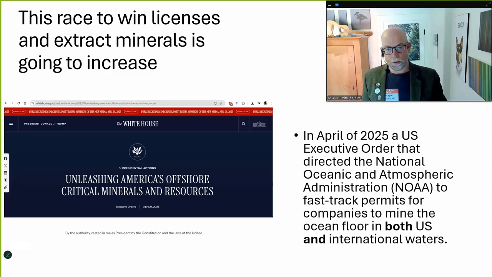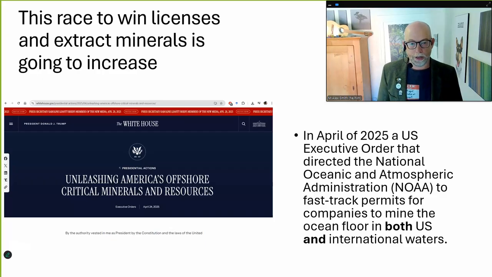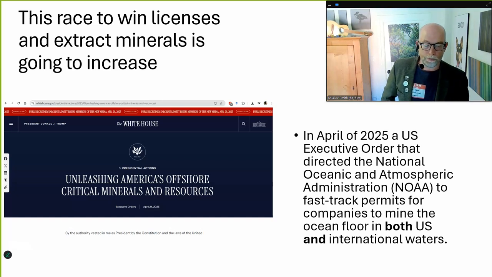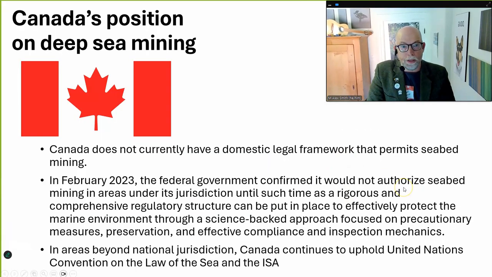We're even more concerned because in April of this year, there was an executive order that directed the American National Oceanic and Atmospheric Administration, the NOAA, to fast-track any and all permits for companies to mine the ocean floor for American companies in both U.S. and international waters. So a race that was just accelerated.